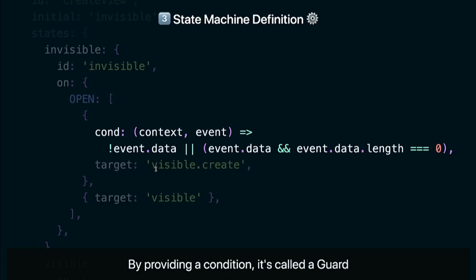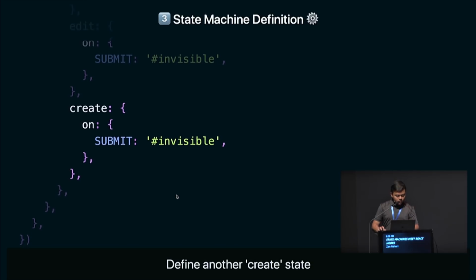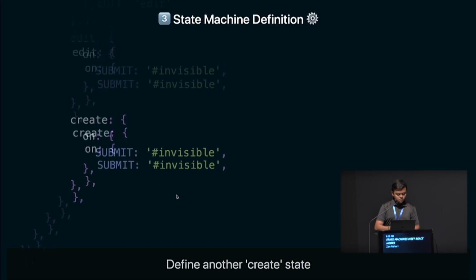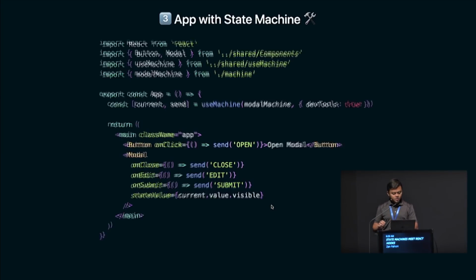So here we are guarding that if the data length is 0, then we go to this state. Otherwise, we go to the previous one. So just add a create state, and that's it. So this is our new visualized state machine. We have a new condition here. It's the same event, but a different condition. With this condition, we go directly to create. And the rest are the same.